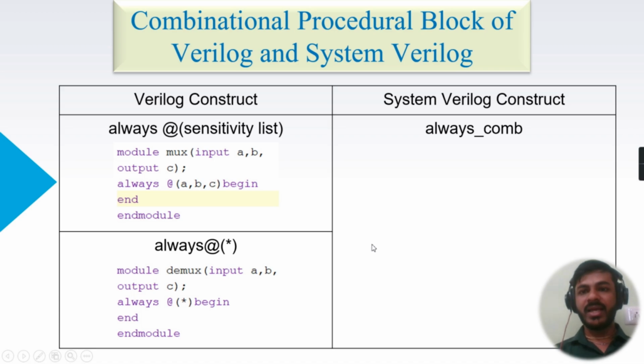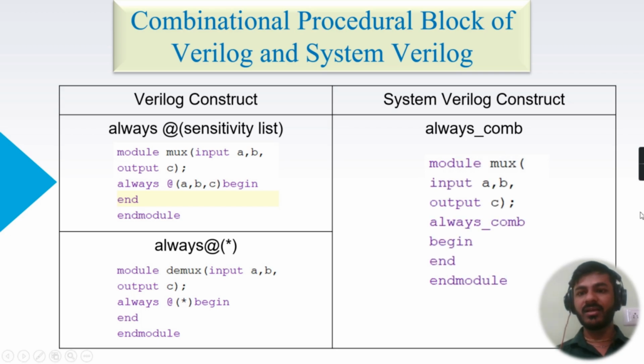Now, as we know that SystemVerilog is the upgraded version of Verilog, in SystemVerilog we have a single procedural block called always_comb. Below you can see the syntax of always_comb that is useful for implementation of combinational circuits such as mux, demux, encoders, decoders. So these are the procedural blocks available in Verilog and SystemVerilog for combinational circuits.